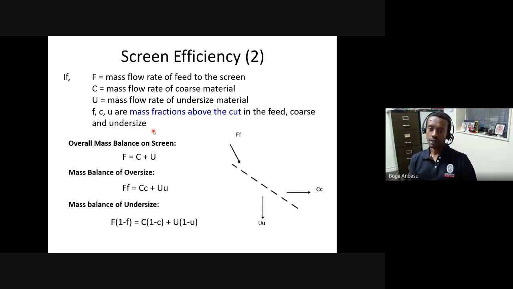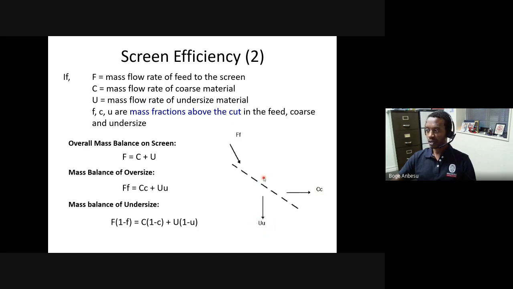But in each of those, in the feed, I can track the fraction of oversized material. So when I say oversized, if the opening on my screen here was 50 millimeter, that will be my separation size. So I will say in the feed, this fraction was coarser than 50 millimeter. So that's why we can say coarse material in the feed here is represented by small f. And of course, you're going to have coarse material in the coarse fraction. So what is the coarse material in the coarse fraction? And what is the fraction of coarse material in the undersize?